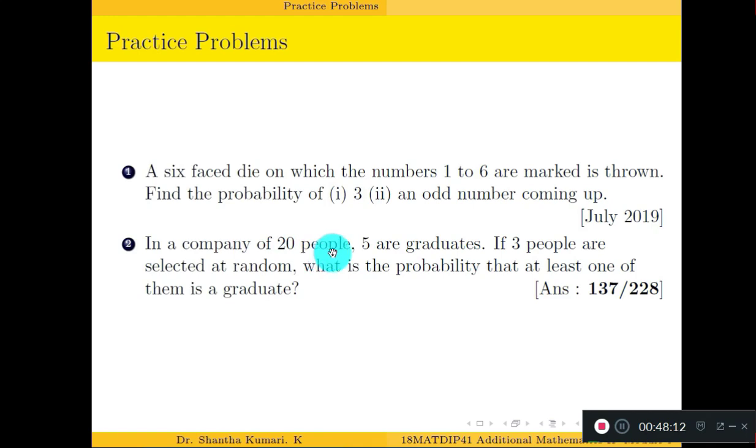In a company of 20 people, 5 are graduates. That means the remaining 15 are non-graduates. 3 people are to be selected at random, that means for a committee. What is the probability that at least one of them is a graduate? Remember, a similar problem is worked out. Here at least one means it may be one or more than one. So write all possibilities and count them.